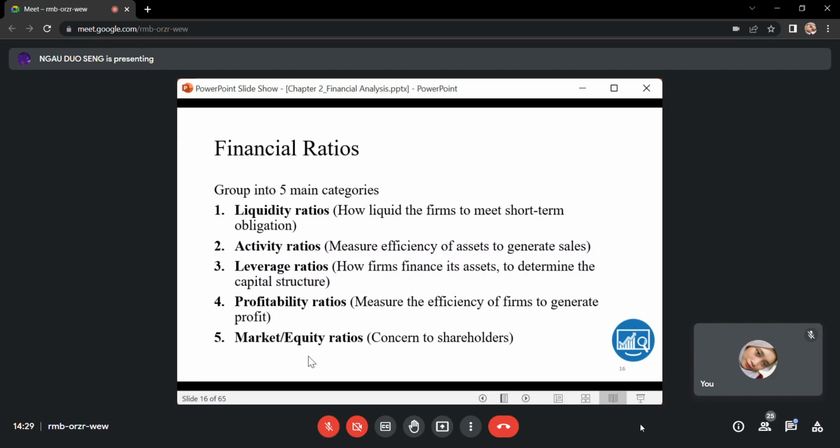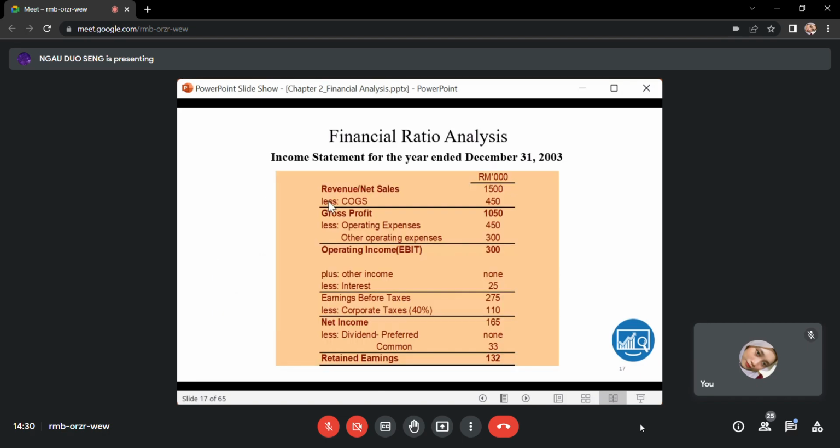The last one, market and equity ratio. Yang ini adalah concern to shareholders. Shareholders akan refer this one lah, contoh earning per share. Kalau shareholders beli satu share, dia boleh dapat berapa hasil earning, right? Earning per share. So these are the 5 main ratios that we're going to study. Right, so we go to the first ratio.